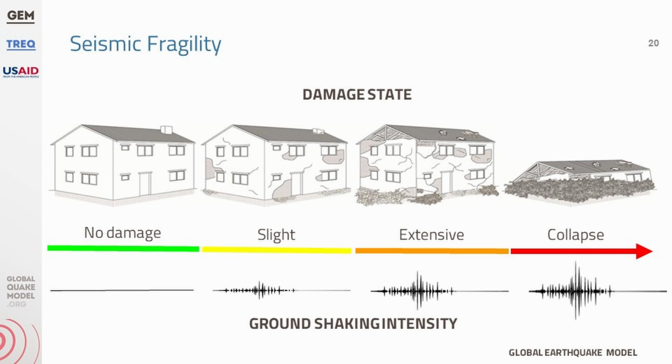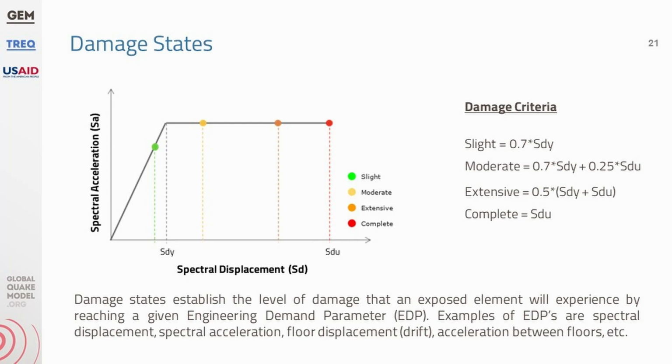The intensity can be so great that it causes permanent damage to the structural elements, or even the collapse of the structure. Although this process is continuous and occurs in a particular manner for each structure, risk modelers usually discretize it in a number of damage states. For example, slight, moderate, extensive, and complete damage or collapse. Damage states establish the level of damage that an exposed asset will experience as certain demand parameters are met. For example, inter-story drift, peak floor acceleration, maximum displacement of the roof, and so on.